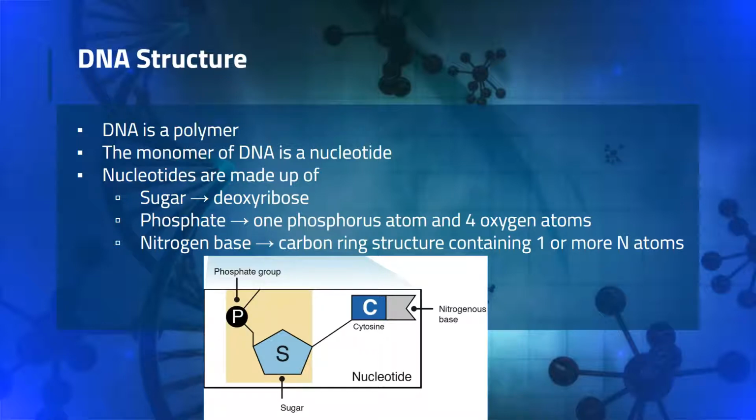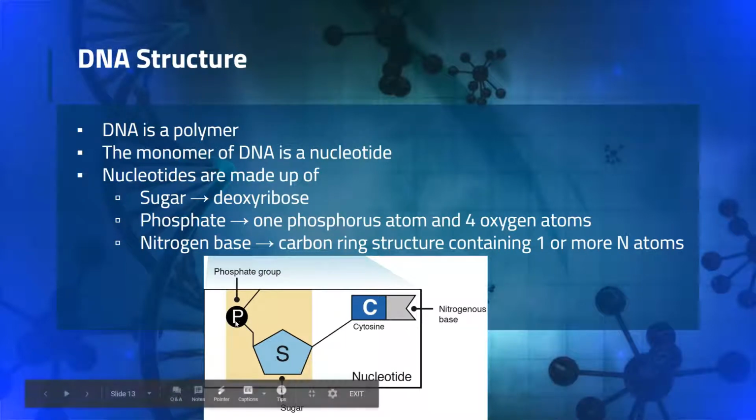The phosphate group is simply a phosphate, or a phosphorus atom with 4 oxygen atoms. You don't really need to know that much detail. Just know that it's usually represented by a little circle right here, sometimes with a P inside of it, like that. And then you have your nitrogen base.